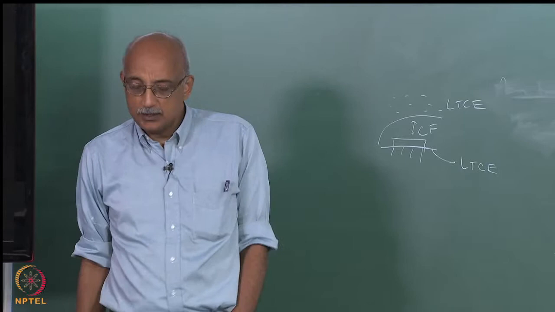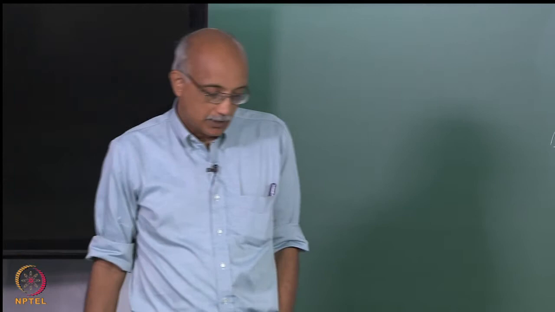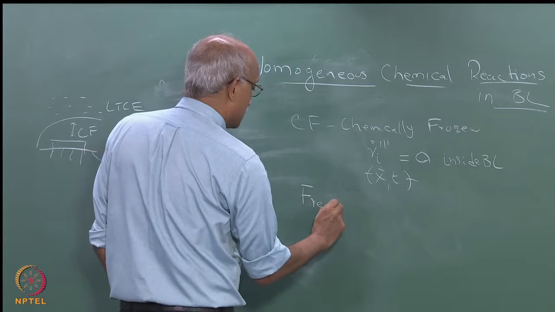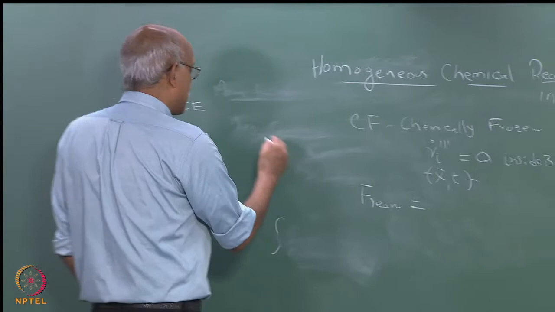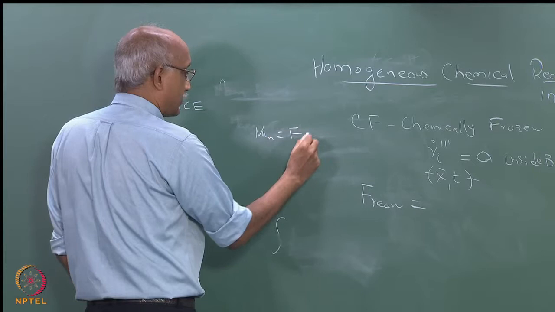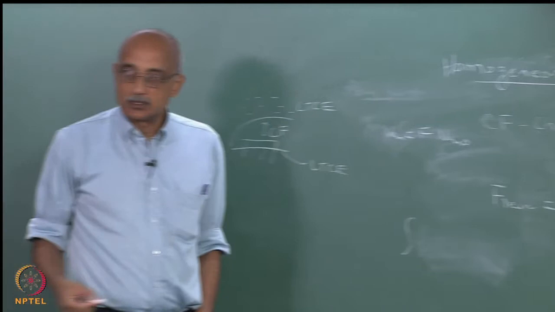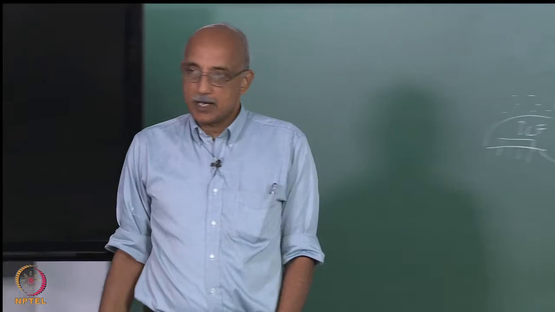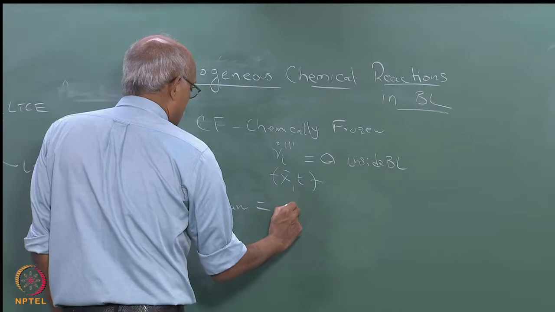But clearly, if the homogeneous chemical reactions are happening and they are happening at a sufficiently high rate, this assumption is not valid. So you can define an F reaction, which is a correction factor that you apply to the Nusselt number or the Stanton number. So if you remember, we can write NuM as the F correction factor times NuM0, which is the Nusselt number in the absence of that phenomenon. And similarly, StM can be written as F times StM0. And in the case of chemical reactions, this F reaction depends on a Damkohler number.